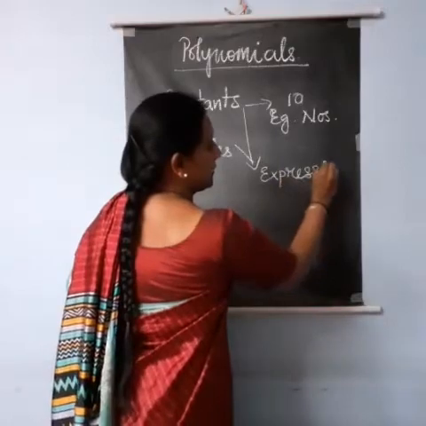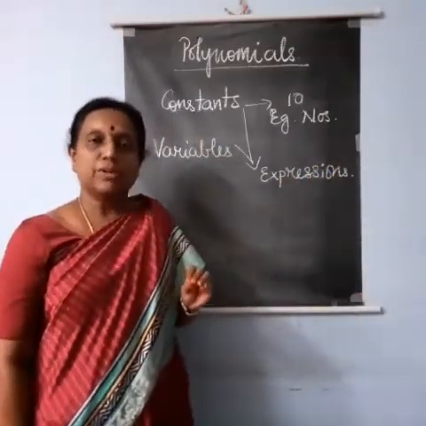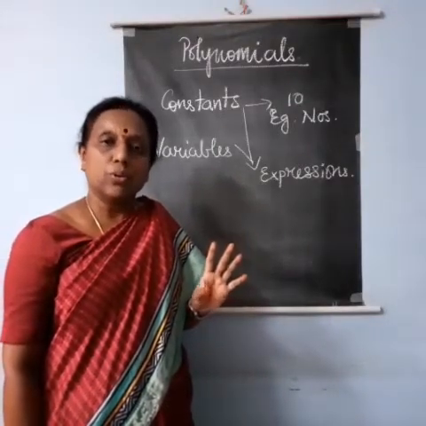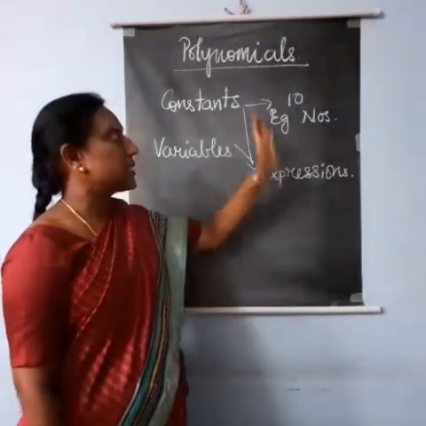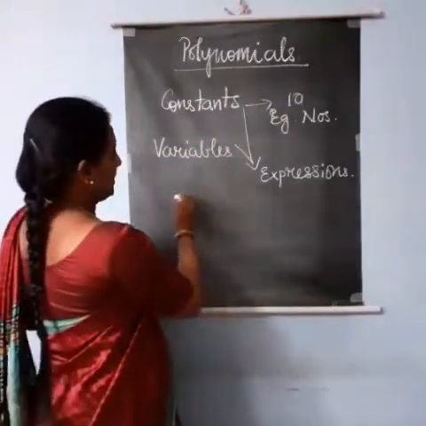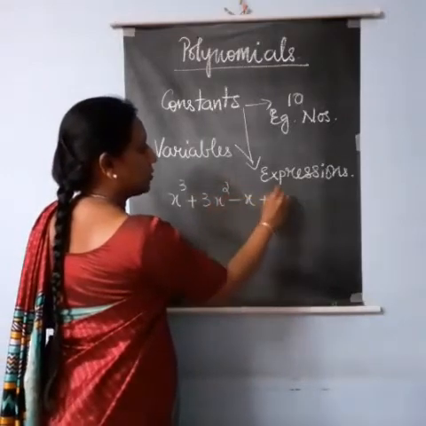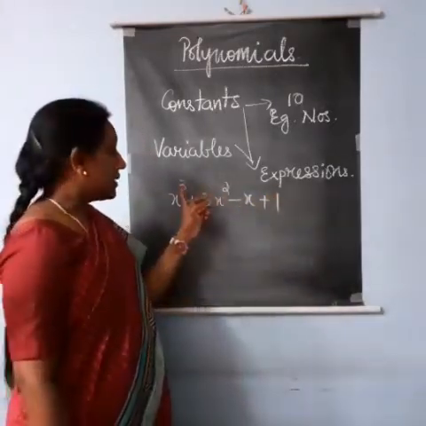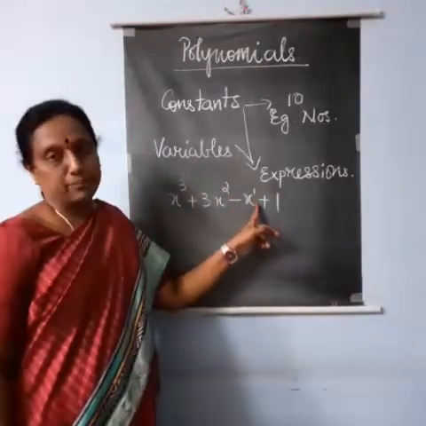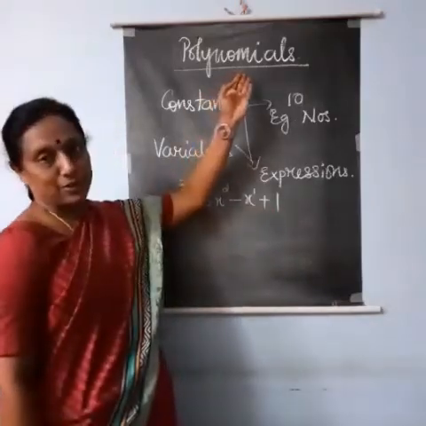Okay, then in expressions, if the powers of all the variables in the expression are all whole numbers, then expressions become polynomials. Okay, now take for example, x cubed plus 3x squared minus x plus 1. If we take the powers of x, they are all whole numbers. So this expression will become a polynomial.